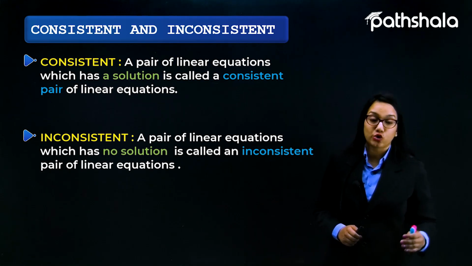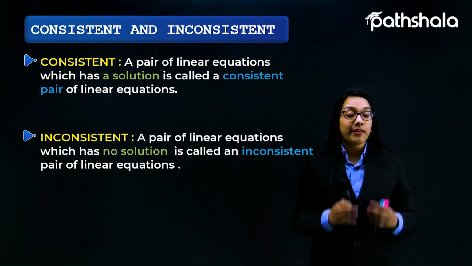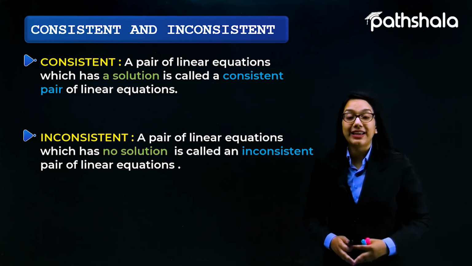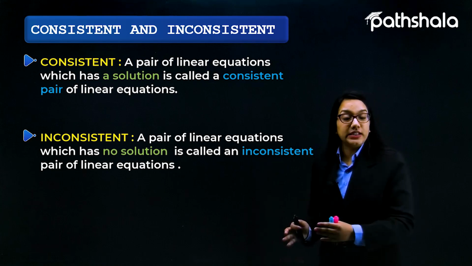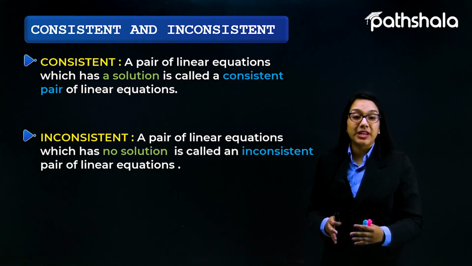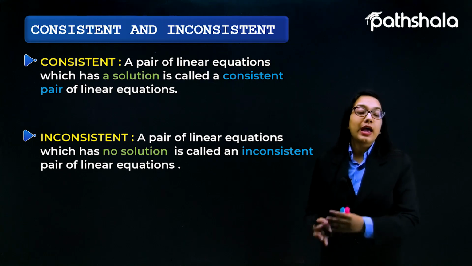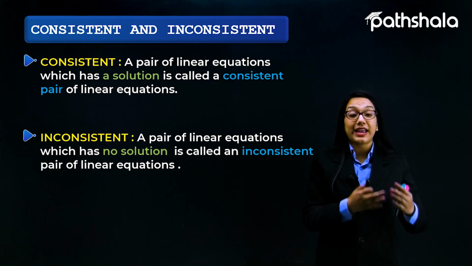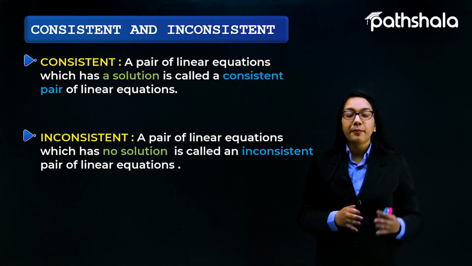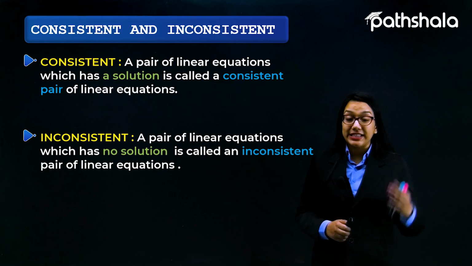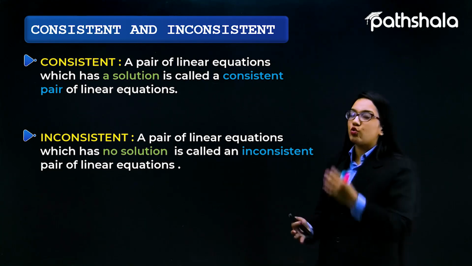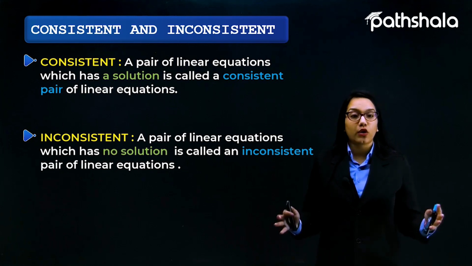So always remember, whenever we are talking about the solutions of the pair of linear equations, they are of two types: consistent solution and inconsistent solution. Consistent solution means they have a solution, and inconsistent means they have no solution at all. So always remember the meaning of consistent and inconsistent, because on the basis of these two concepts we will do a lot of questions.